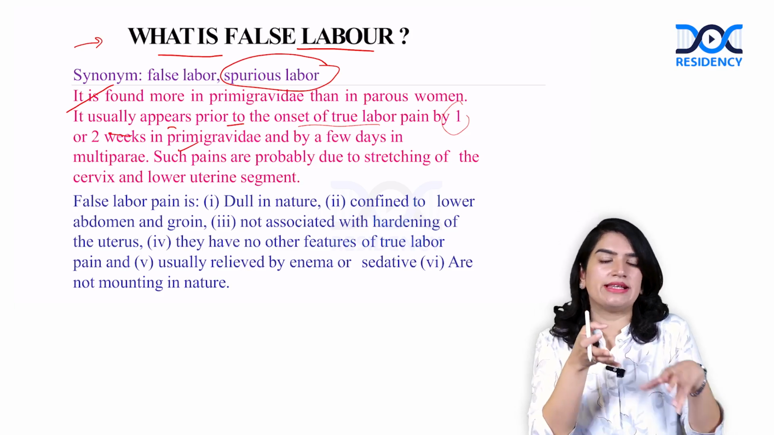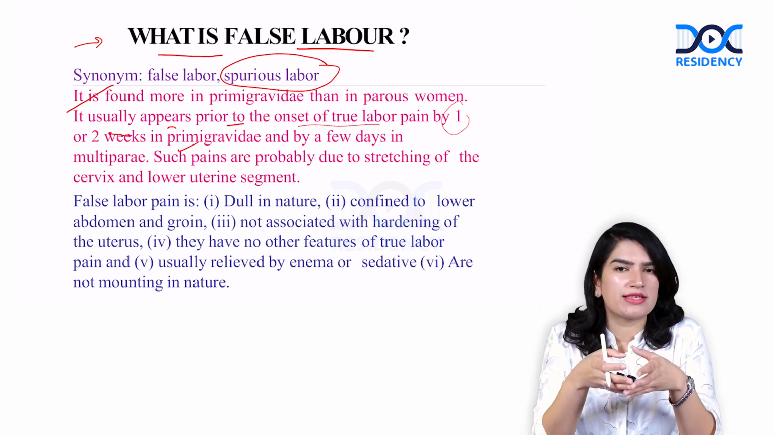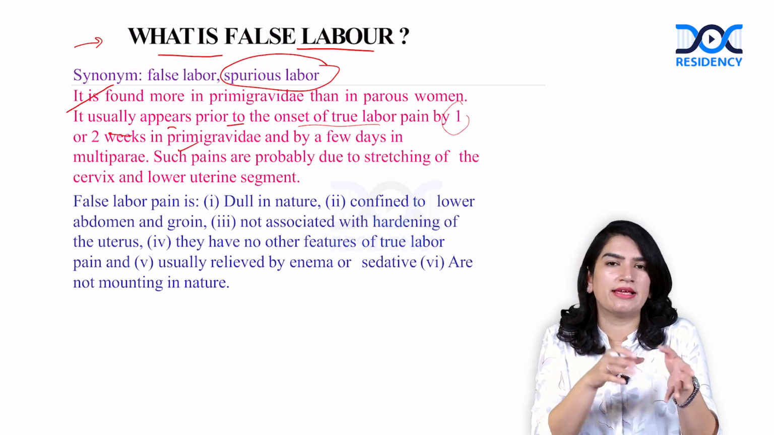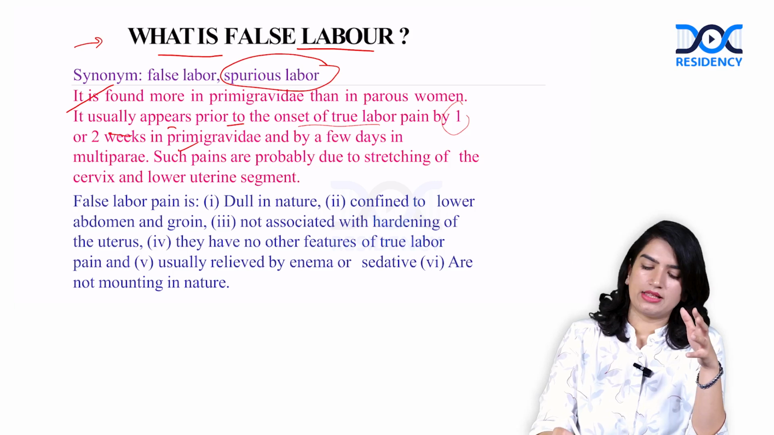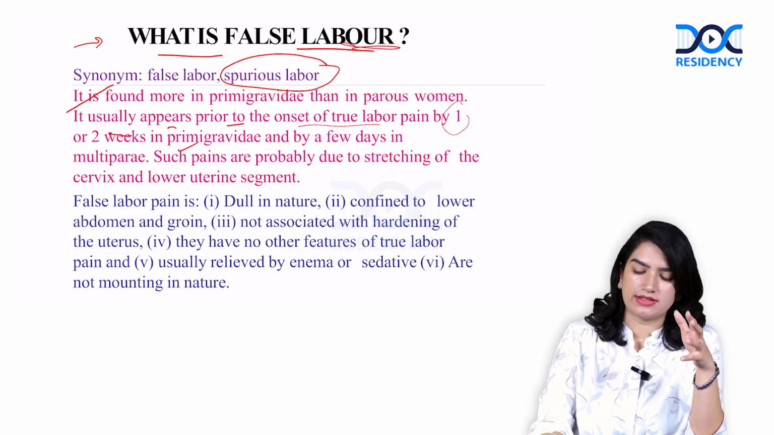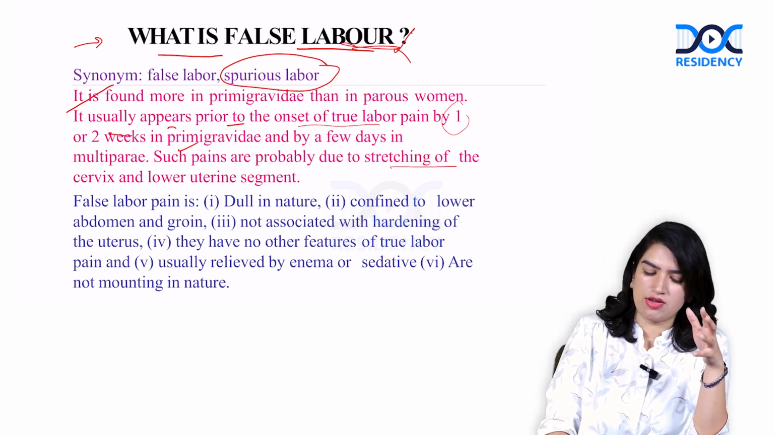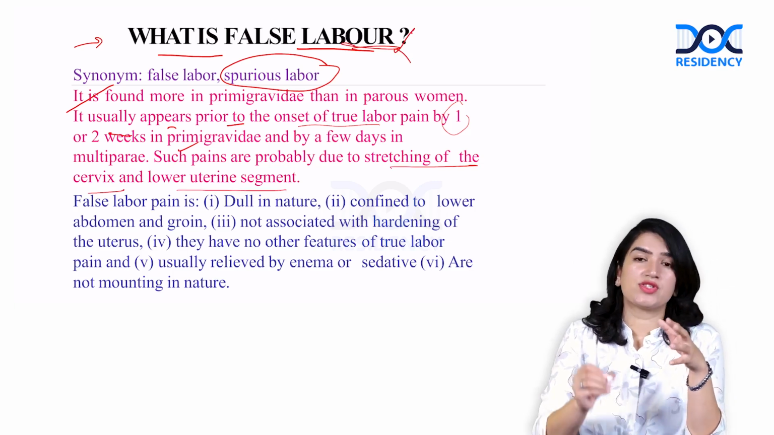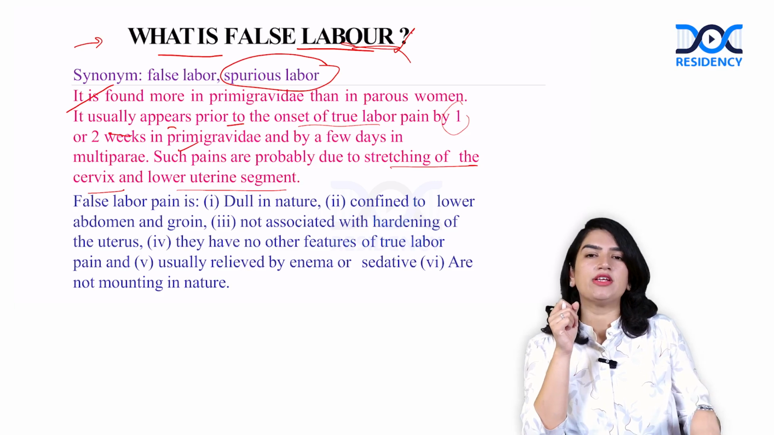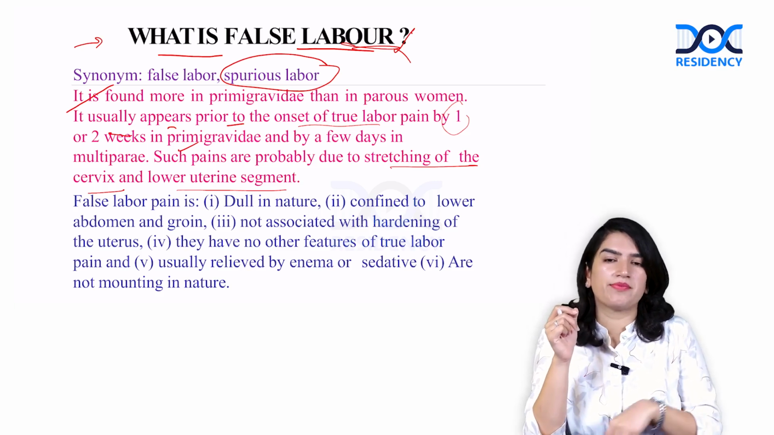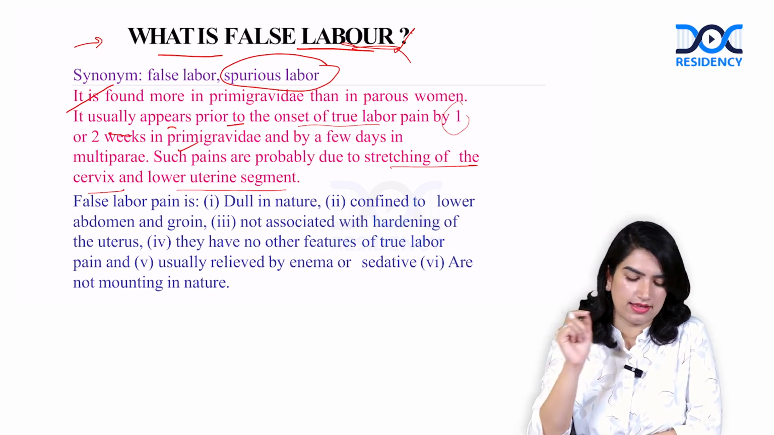actually accompanies the labor just before a few days. You can have false labor in multipara and finally it terminates into true labor. What is the cause of false labor? It is because of stretching of the cervix and stretching of the lower uterine segment. Now, when we talk of false labor pains, they have certain characteristics.